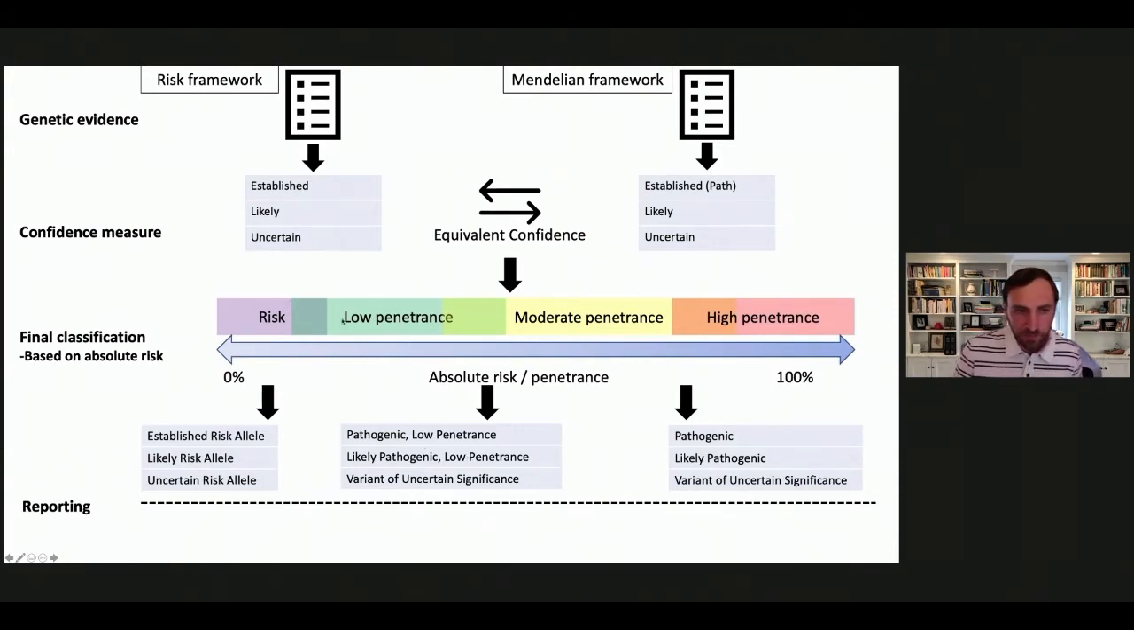And then things that really fall into this category would be established, likely risk allele or uncertain risk allele. One other key thing to bring up here: uncertain risk allele isn't meant to be everything, like a VUS sometimes might be. It is really only meant to be when there has been data associating something as a risk allele, and either it's not strong enough or it's been refuted.